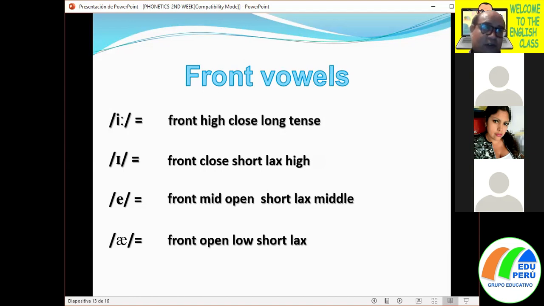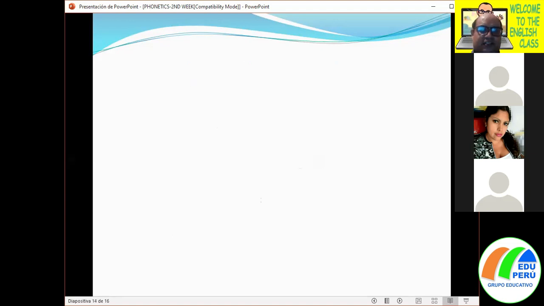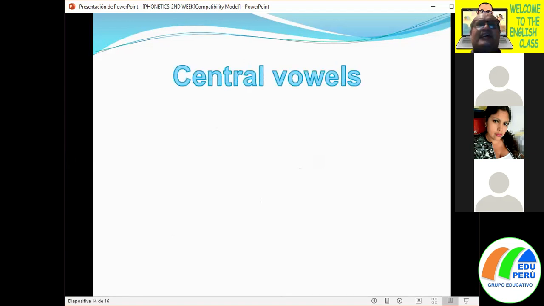These are the front vowels, remember, the front vowels. Let's pass to the central vowels. In the central vowels, we have three.